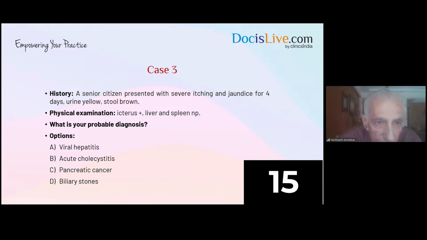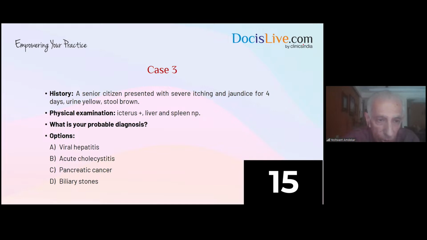The next slide is a senior citizen presenting with severe itching and jaundice for 4 days, and urine is deep yellow, stool is brown yet. Okay. Now, physical examination shows he has an icterus and his liver and spleen are not palpable. Take a note of this. He has got a deep icterus coming within 4 days of illness. He has a high colored urine, so obviously it's a direct bilirubinemia.